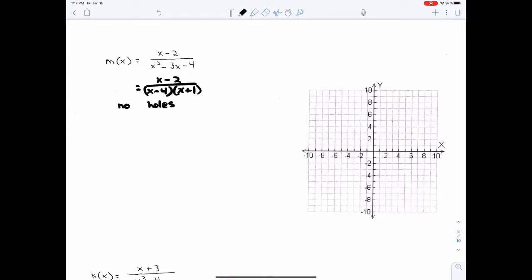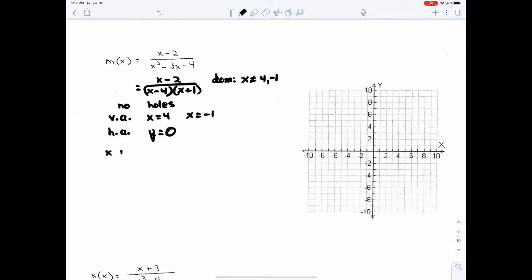The domain, x can't be 4 and negative 1. And again, I'm not going to write that out in interval notation, but you should be able to if I ask you to. Okay, so the vertical asymptote is whatever the denominator is. X equals 4 and x equals negative 1. The horizontal asymptote, well, the degree of the numerator is less than the degree of the denominator, so the horizontal asymptote is just going to be y equals 0.